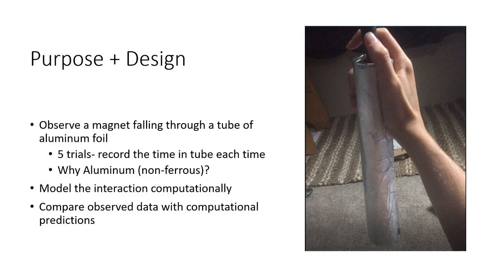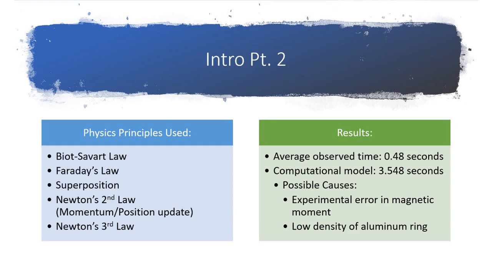The next thing that we did was we modeled the interaction computationally, and then we compared our observed data with the data that we got from the computational model. So I used the Biot-Savart law, Faraday's law, the superposition principle, Newton's second law, or the momentum position update principle, and Newton's third law for this lab. Lots of stuff, but I'll explain it later.